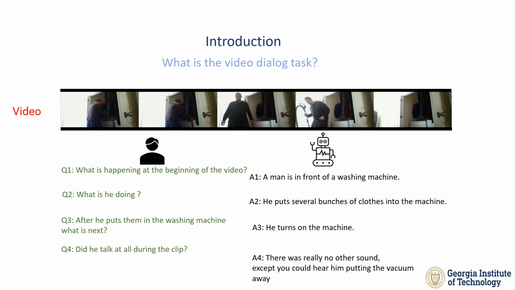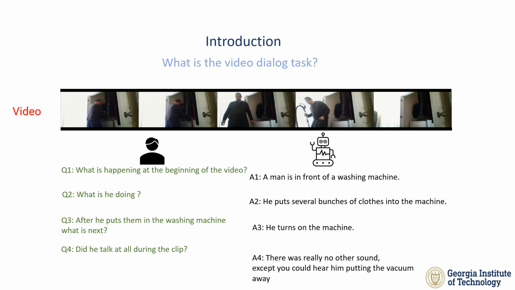The goal of the video dialog task is to train an AI agent to answer questions about a dynamic scene presented in a video. For example, here the AI agent is presented with a short video of a human performing some tasks. The end user can ask the following questions. What is happening at the beginning of the video? The agent answers, a man is in front of a washing machine.